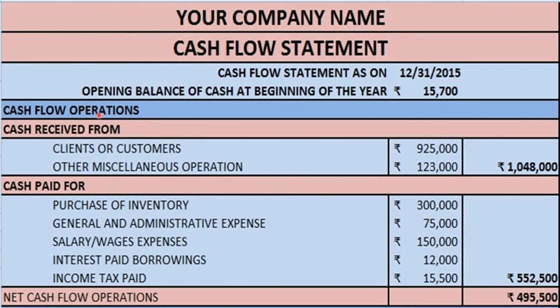So, cash flow operation. Sa operation nila, operating activities of the company, cash received from mga cash kunong nabaton, halin sa customers ho, pila, 925,000. Ang mga miscellaneous operation naman nila is 123,000. Ang mga nabaton nila, ging add ni sila nga duwa, ari ang resulta. 1,048,000. Okay, amo na nabato nila ha. How about ang ilaging pamayad? Cash paid for.